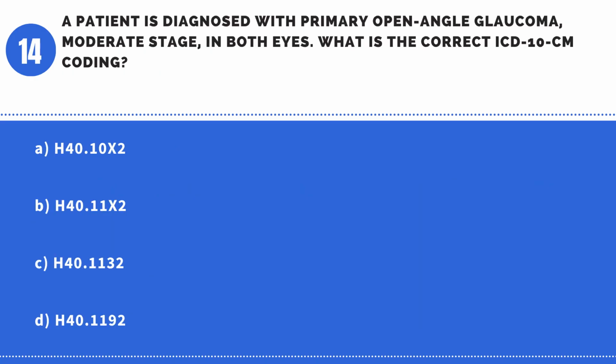Question 14. A patient is diagnosed with primary open-angle glaucoma, moderate stage, in both eyes. What is the correct ICD-10-CM coding? A. H40.10X2. B. H40.11X2. C. H40.1132. D. H40.1192. Answer C.